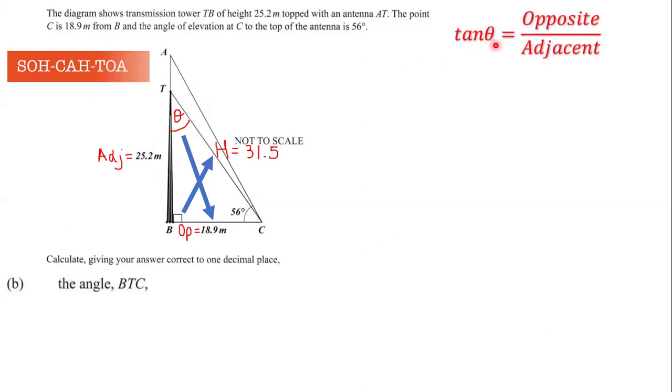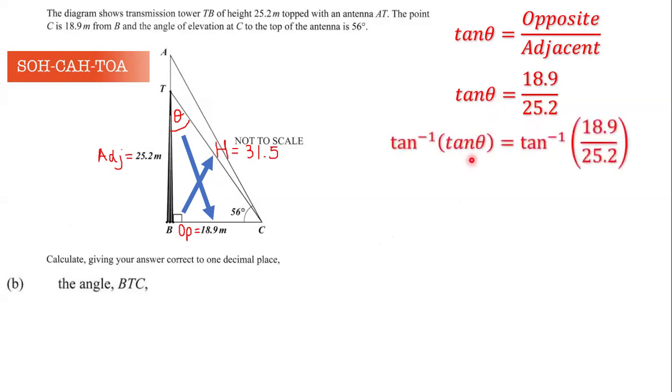So we have tan of theta is going to be equal to the opposite over the adjacent. Now, what is the opposite? Well, the opposite is 18.9, right? The adjacent is 25.2. And so tan theta is going to be equal to 18.9 divided by 25.2. In order to figure out what theta is, we apply the tan inverse to both sides of this equation. So tan inverse of tan theta is equal to tan inverse of 18.9 over 25.2. Next, we cancel the tan inverse with tan, and we are left with theta is equal to tan inverse of 18.9 over 25.2.